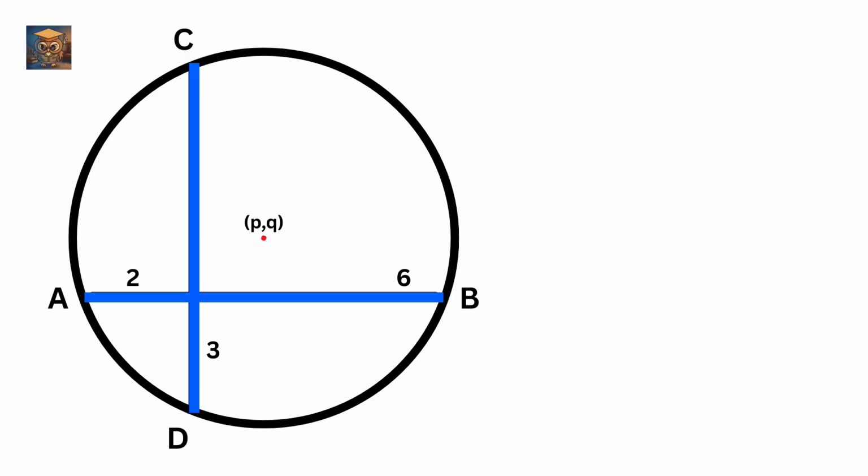Now we label the points where the chords touch the circle. Point A is at -2, 0. Point B is at 6, 0. And point D is at 0, -3.